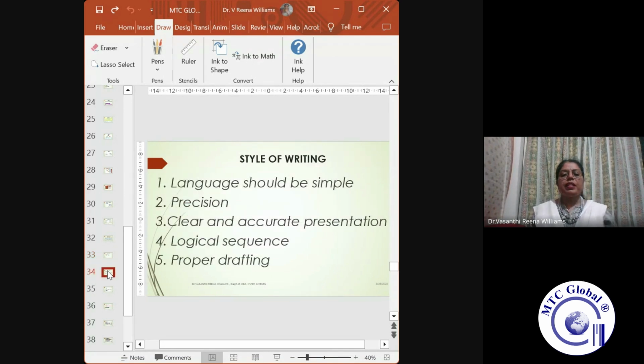Then style of writing. Try to make it always simple, just like your questionnaire, as I mentioned. Try to make it simple. Be very precise. Use accurate presentations. Use a logical sequence. Don't jump. Say, for example, your questionnaire. You start with what is your name, and then secondly ask, do you buy products online? Then the next question is, what is your income?